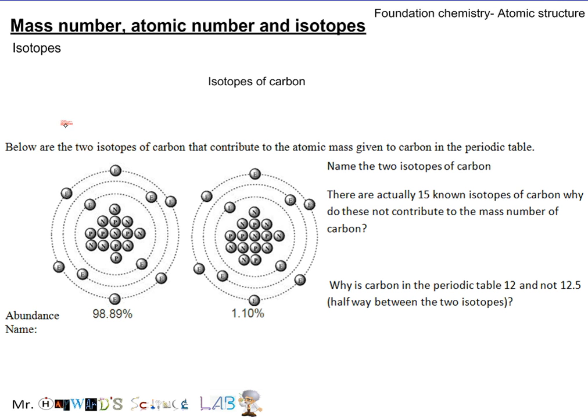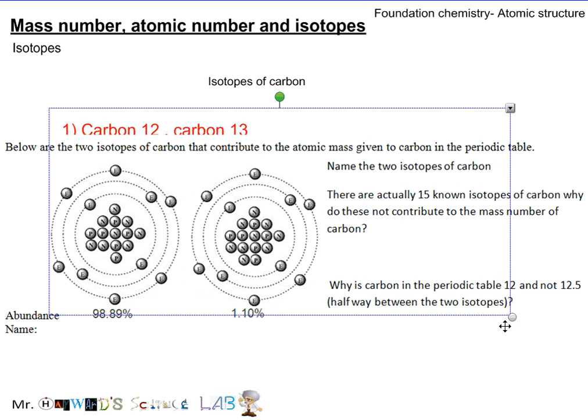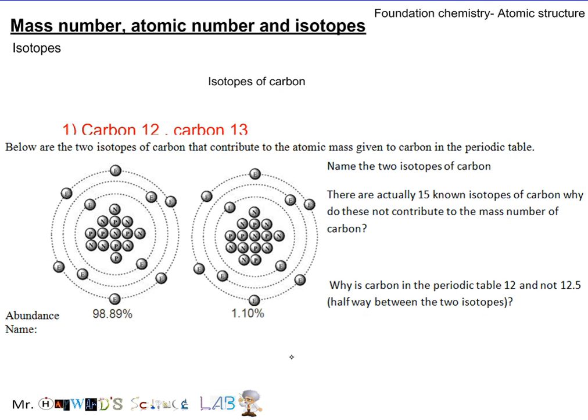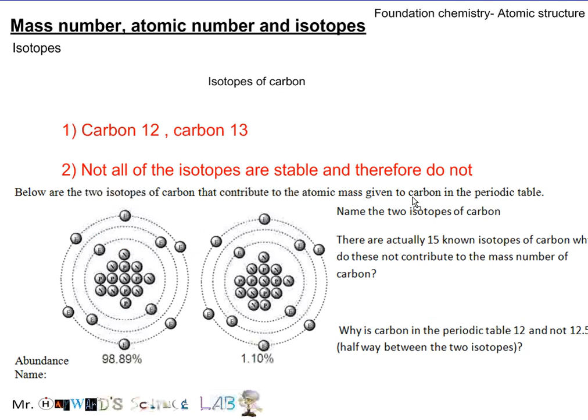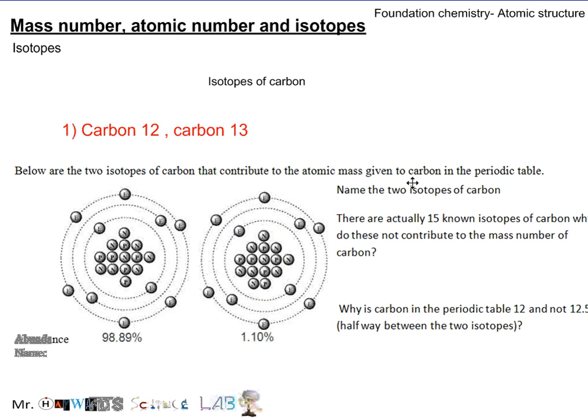Okay, so we're going to look at the answers now. The first one said, name the two isotopes. So the first isotope is carbon 12. Remember, we refer to it as the mass number, and the second one is carbon 13. You might want to write this down underneath both of the isotopes.